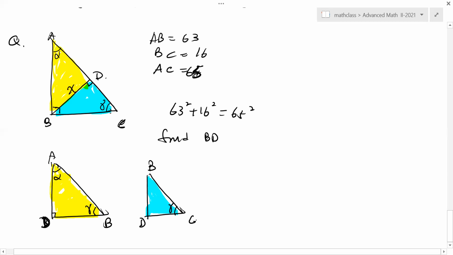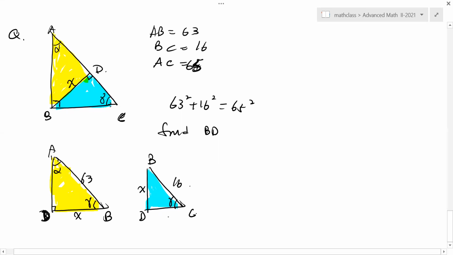We want to know what X is. B and D is X. A and D, I don't know. But I know A and B is 63, and B and C is 16. Do I know D and C? I don't, so I have to use the original larger triangle: A and C is 65, B and C is 16, and A and B is 63. Clearly this is gamma, this is alpha.